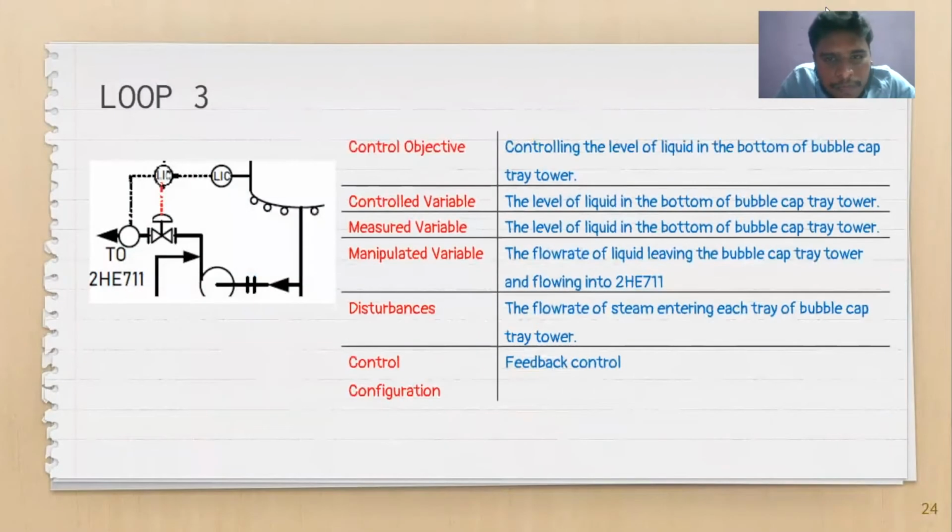Moving on to loop 3, we want to control the liquid level in the bottom of the bubble cap tray tower. We control the level of liquid in the bottom of the bubble cap tray tower by manipulating the flow rate of liquid leaving the bubble cap tray tower and flowing into 2HE711. The disturbance will be the flow rate of steam entering each tray of the bubble cap tray tower, and it is a feedback control system.